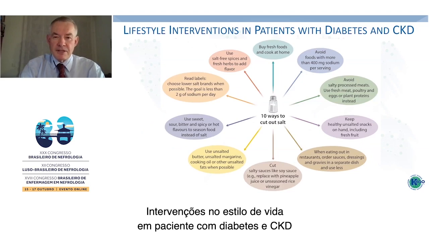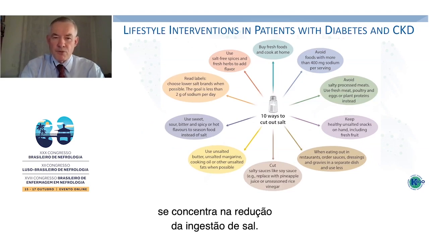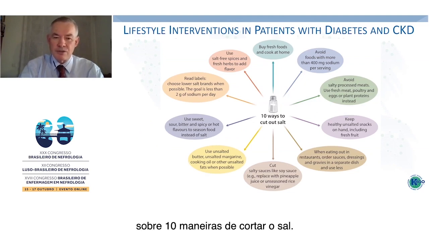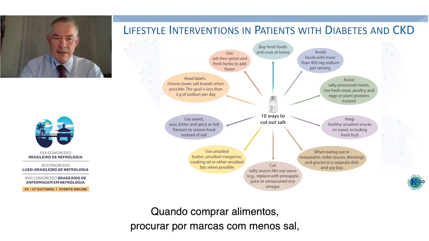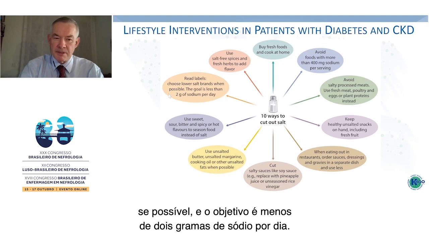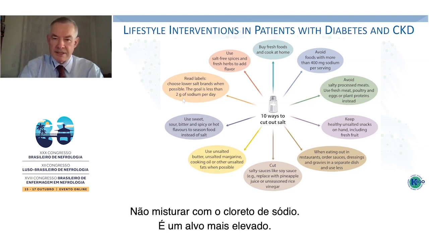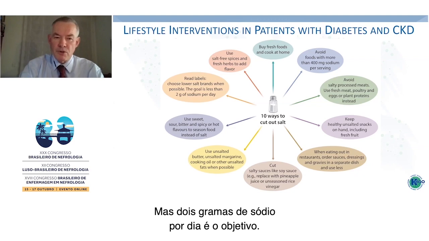Lifestyle interventions in patients with diabetes and CKD focus on the reduction of salt intake. And there is a nice cartoon for many parts of the world. There are 10 ways to cut out salt. So let's start on the left-hand side. When we read the labels, then we should choose lower salt brands when possible, and the goal is less than 2 grams of sodium per day, not to mix with sodium chloride. That's a higher target, but 2 grams of sodium per day is the goal.